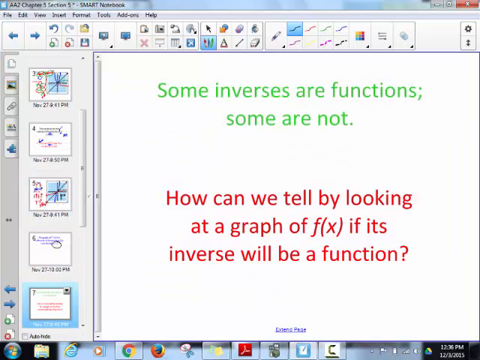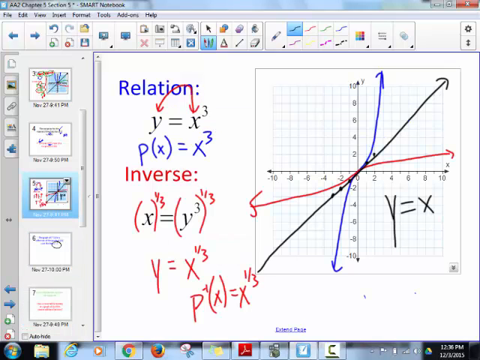So some inverses are functions, some are not. How can we tell by looking at a graph of f of x if its inverse will be a function? Okay, well, let's go back to this guy, for example. So this blue one is a function, right? It passes the vertical line test. Is the red one a function as well? Is its inverse a function? Yeah, if I do the vertical line test, it works as well.